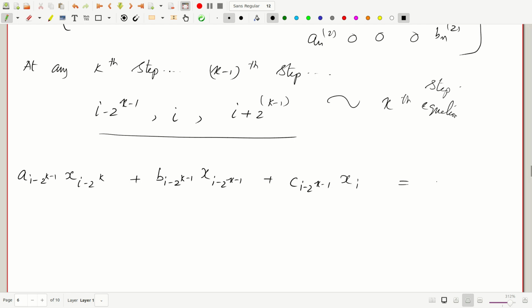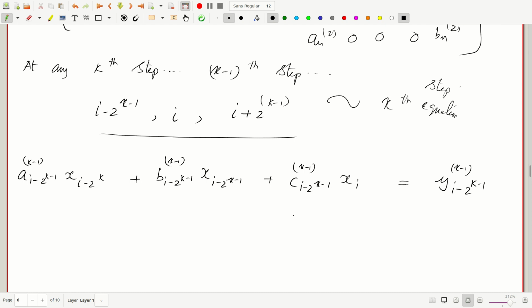Okay, and equals, on the right hand side you have y_{i-2^{k-1}}, and all these of course have a superscript of k minus 1. Okay, I'm not writing it so that it will be easy, right? So we are basically working with the k minus 1 step, and similarly the ith equation will contain what?